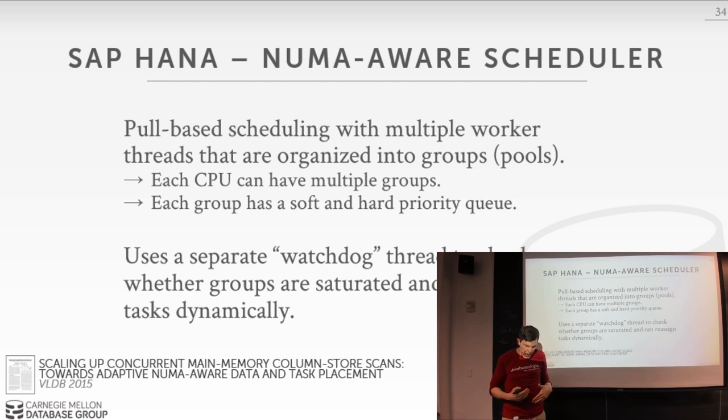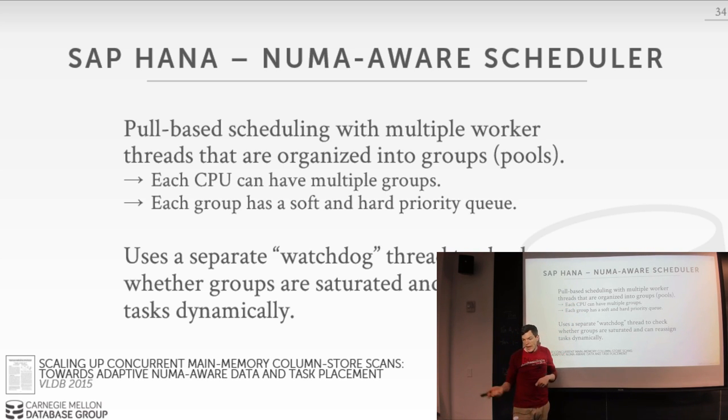So what's really interesting about this paper is that all of the threads in the system in this version of HANA are organized in these worker pools or thread groups, and they're allowed to steal work from anybody else. So this includes things like networking, logging, any background task is going to be managed in this environment.